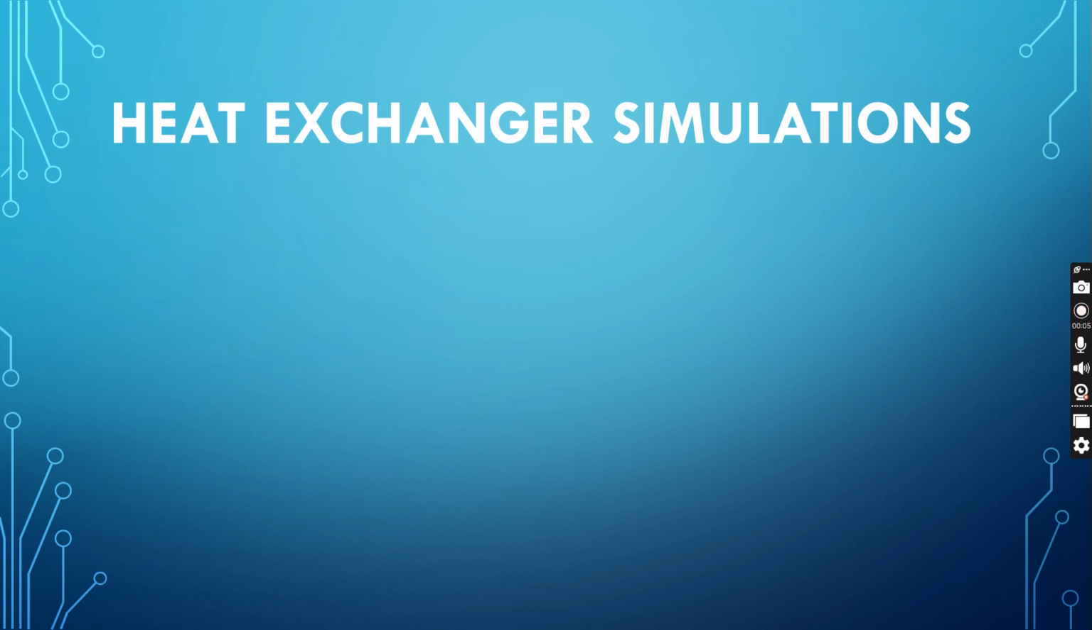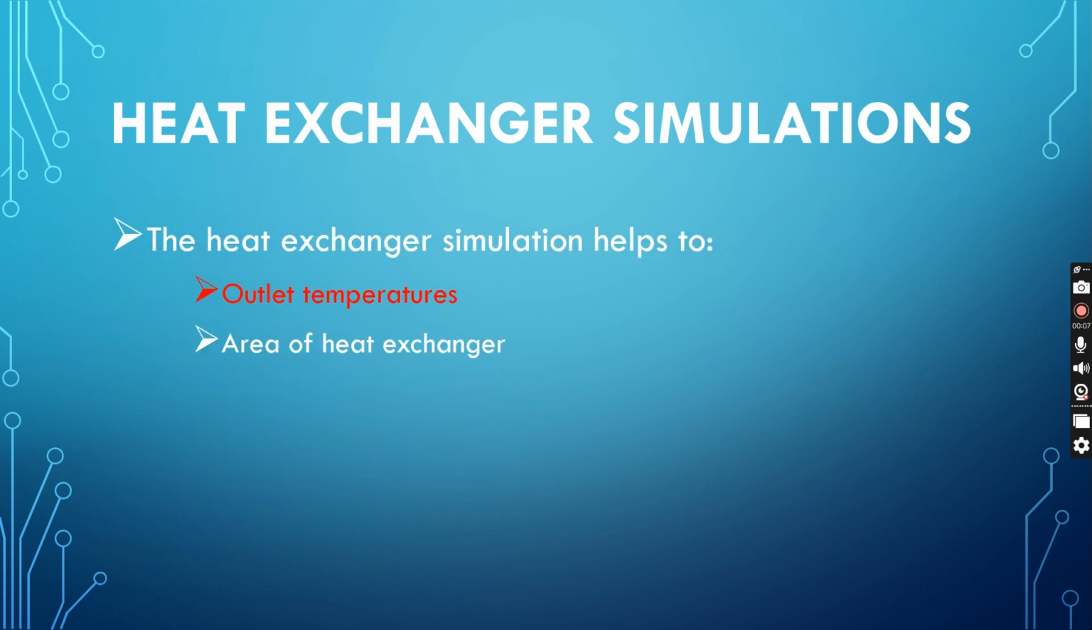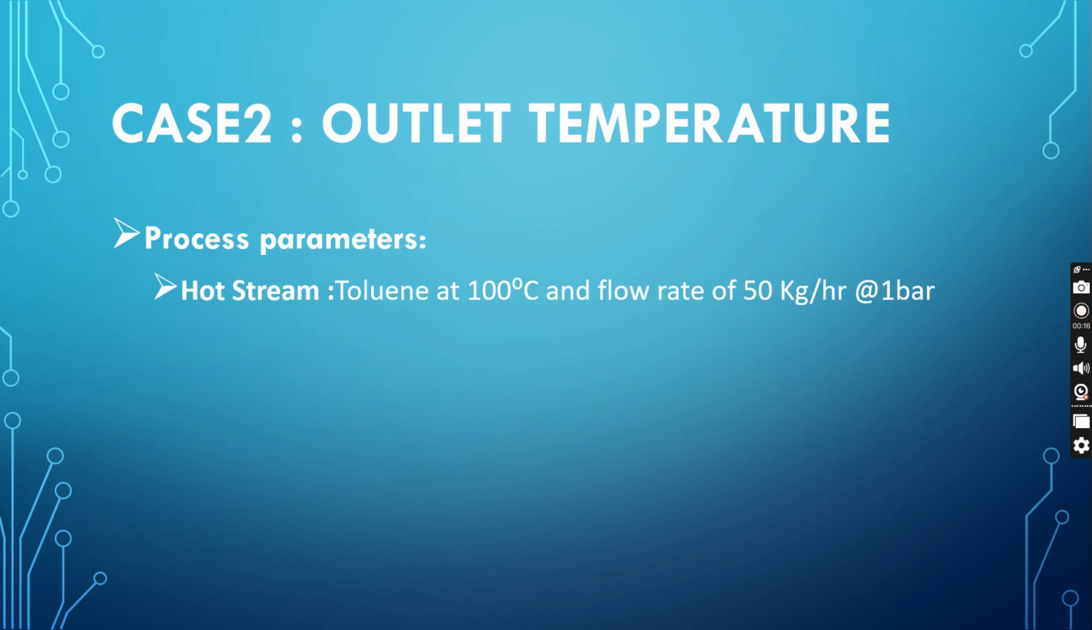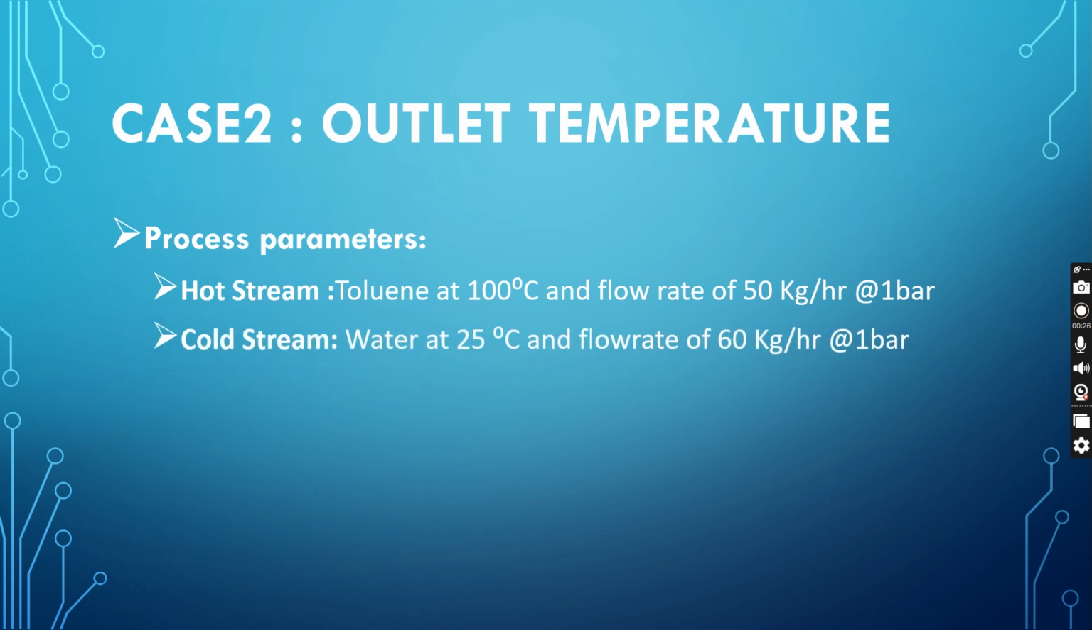As we discussed earlier, heat exchanger simulations help us to determine outlet temperatures, area of heat exchangers, and heat transfer coefficient. Today we are going to see the outlet temperatures. The process parameters we are going to use are a hot stream of toluene at 100 degrees centigrade and a flow rate of 50 kg per hour at 1 bar. Similarly, the cold stream consists of water at 25 degrees C and a flow rate of 60 kg per hour at 1 bar. The area of the heat exchanger given is 1 meter square.